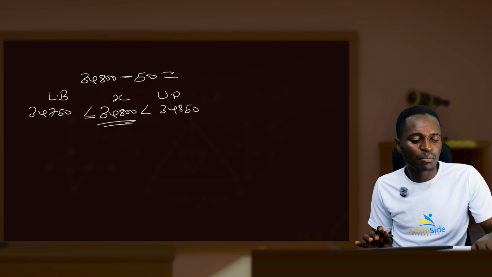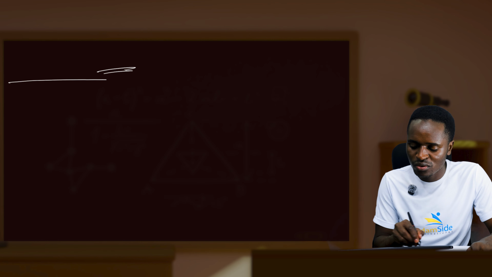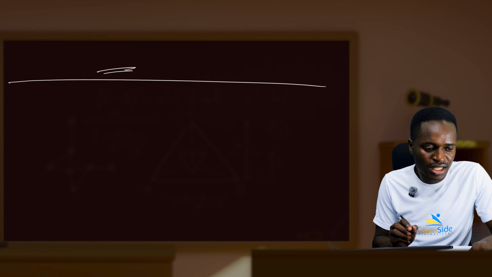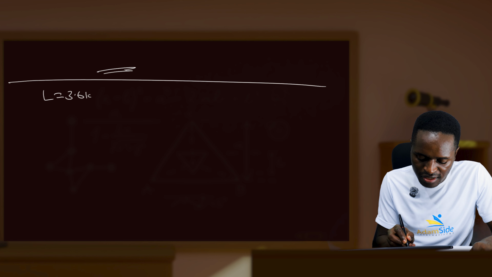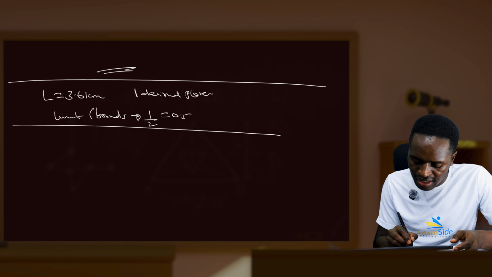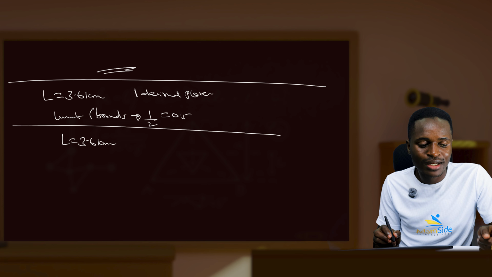So that's mostly what can be asked in most cases. So I'll do one example to mark the end of the chapter. We say the length of a rod L is given as 3.6 kilometers, correct to one decimal place. Find the lower and upper bound for L. Length is 3.6 kilometers, correct to one decimal place.